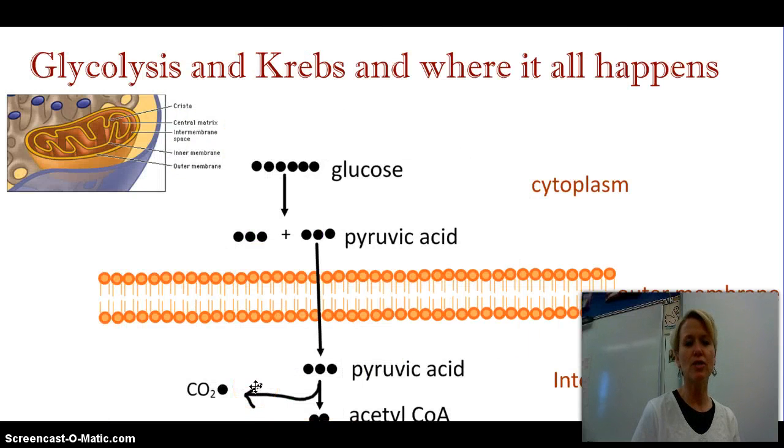Now, cellular respiration happens in 3 phases: glycolysis, the Krebs cycle, and then the electron transport chain. So glycolysis is the first step. What happens is glucose is going to make it into the cell. You see this little picture of a cell up here? So glucose is going to make it into the cell, but then it can't get into the mitochondria because it's too big.